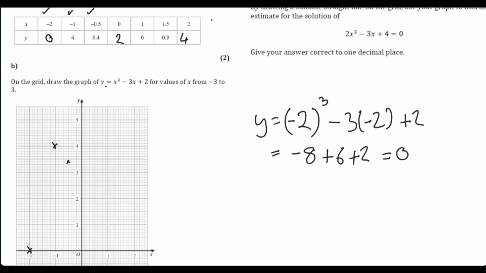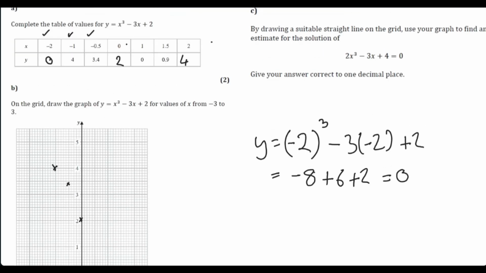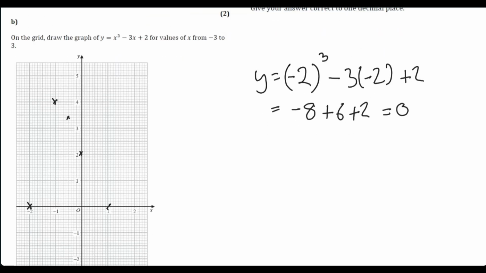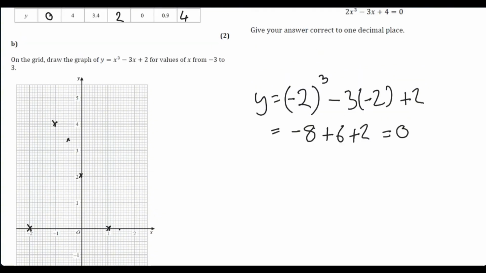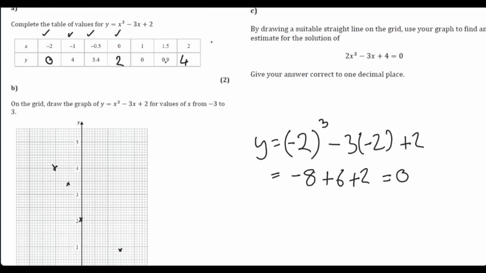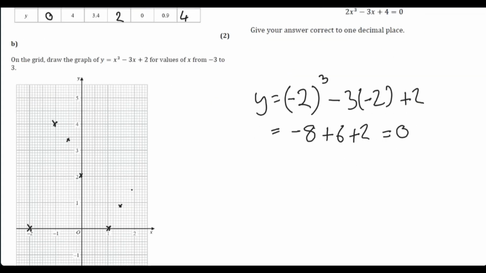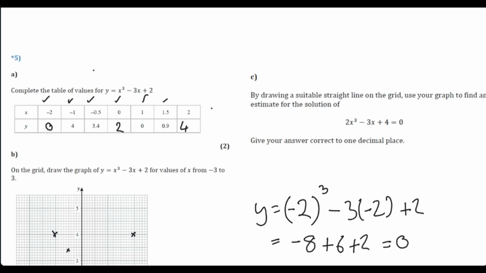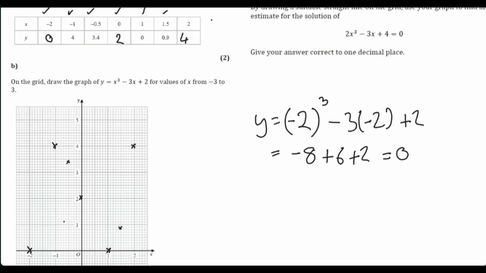So I've done these three: 0, 2, 1, 0, 1.5, 0.9. That will go, so 1.5, 0.9, but that will go there. And then lastly 2, 4. Okay, so this is a cubic equation and it's positive, so we should expect it to go something like this. So that's what will happen here for this curve.